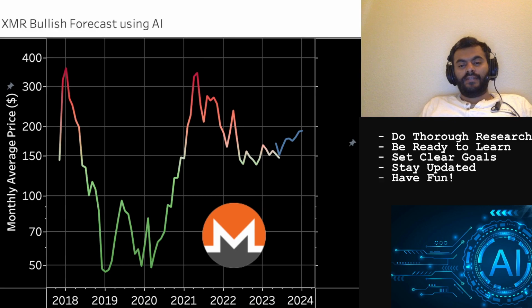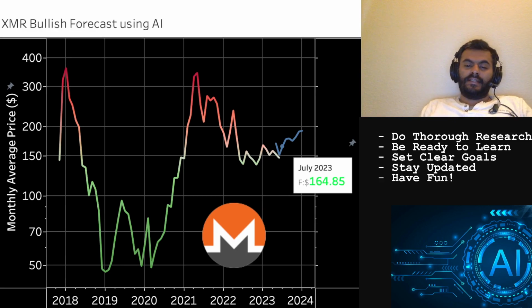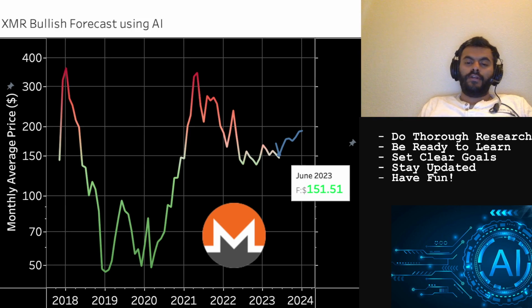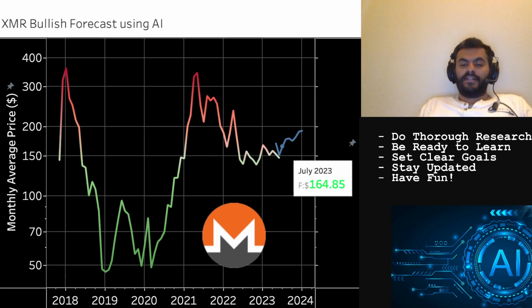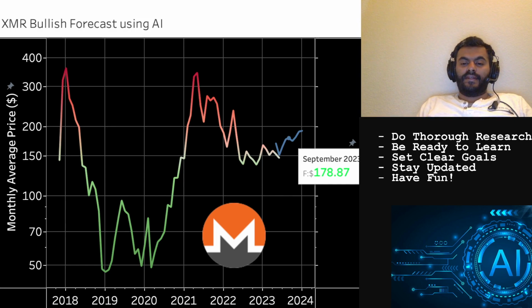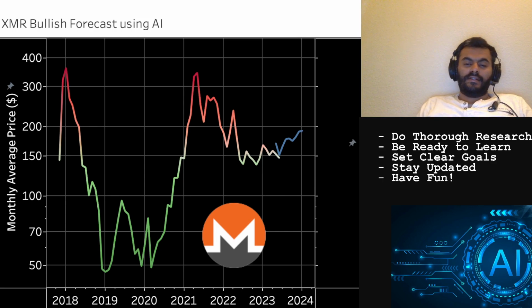Coming to the bull case, for July, this is a theoretical ceiling. I know in June we were pretty close to it, but we didn't breach beyond it. So for July it was at 164 US dollars. For August it's at 177 US dollars. For September 178. For October 174. For November 181. For December 191, and for January 193. So this is the case.